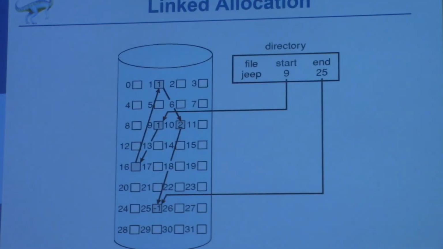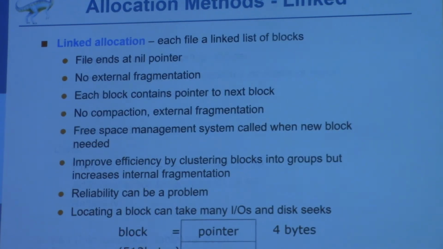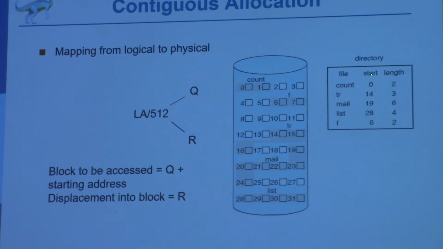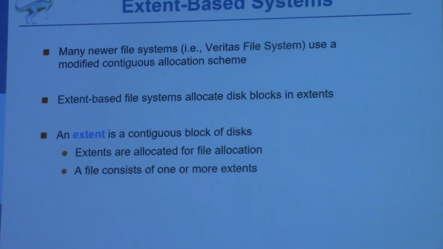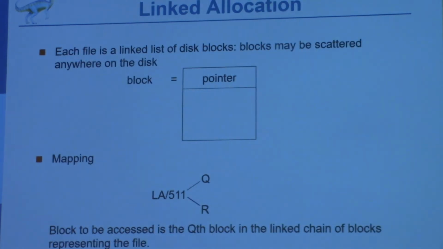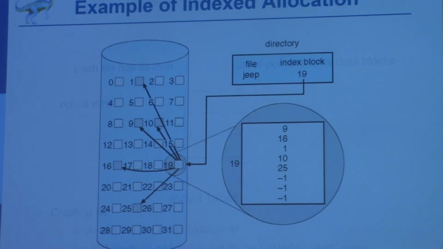What about the linked allocation? You need 1, 2, 3, 4, 5, 6, and so on. And what about the contiguous? With contiguous, you can read the directory block, then calculate the location and directly go 1, 2. You can do random access. Okay, so that is the indexed allocation.